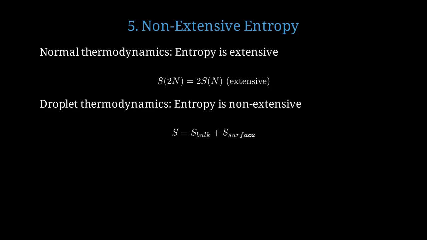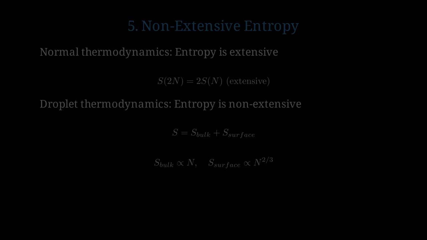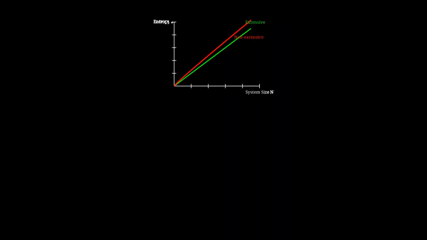The total entropy has two parts, bulk entropy and surface entropy. Bulk entropy scales linearly with n, but surface entropy scales as n to the 2/3 power. This graph shows the difference. The green line is perfectly linear, representing extensive behavior. The red curve deviates from linearity due to surface effects.